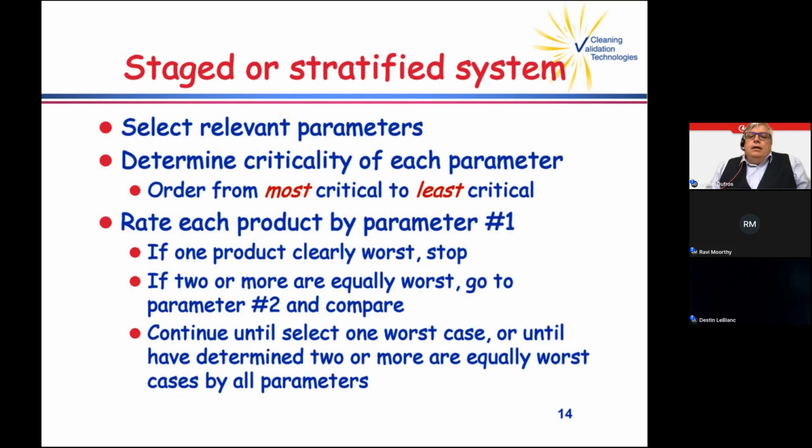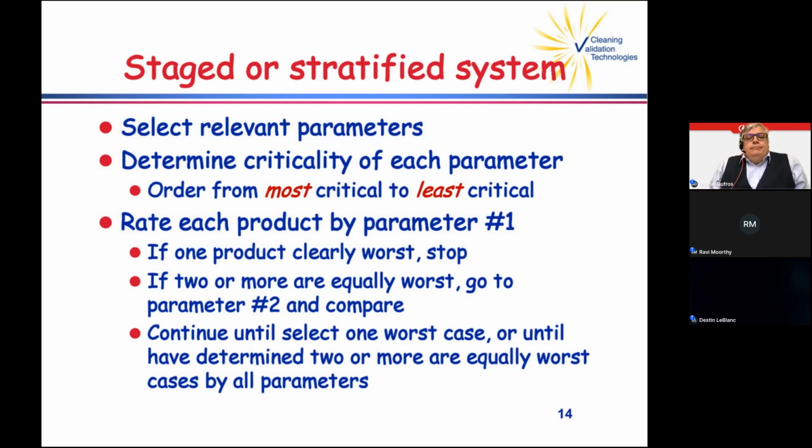Next slide, there's an alternative to that basic point system that historically has been used, and that is to use a staged or stratified point system. So they still select the relevant parameters, but then the next step is to determine the criticality of each parameter. In other words, which parameter is most critical at the top to the parameter that's least critical. And then each product is rated by the most critical parameter. That is parameter number 1.